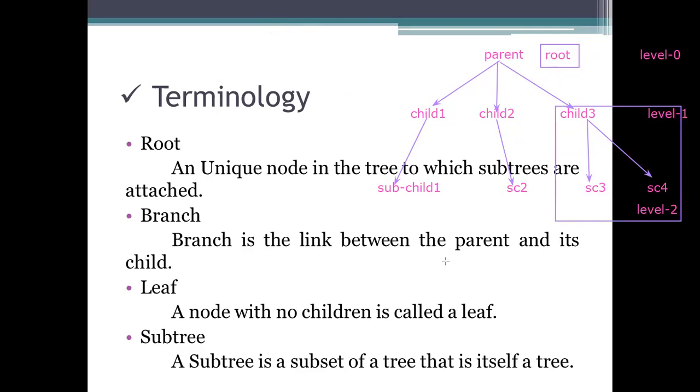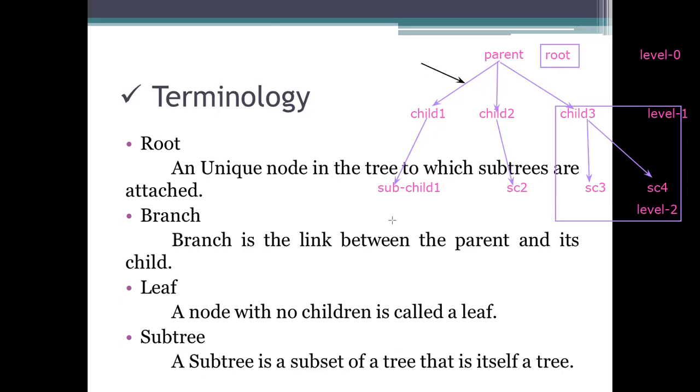Coming to the next terminology we use here, branch. A branch is this representation we are seeing, which is considered a link between the parent and child.